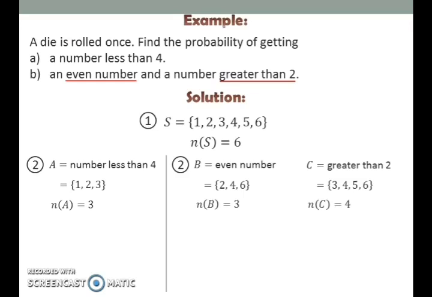Note that the word AND represents intersection event. Thus, the event of getting an even number and a number greater than 2 is the event of B intersects C. From the set of B and C, the set of B intersects C would be 4 and 6. We can see that there are two elements in the set of B intersect C, thus number of elements in B intersect C is 2.